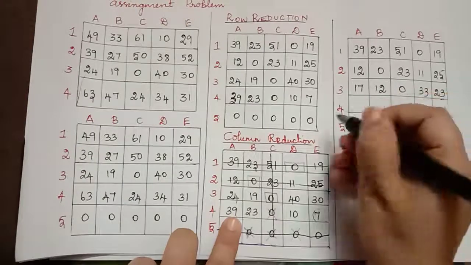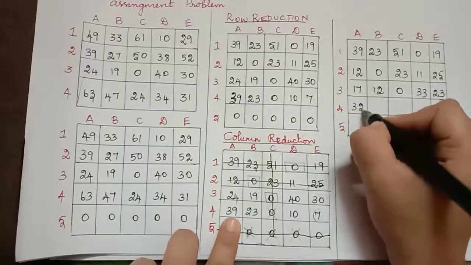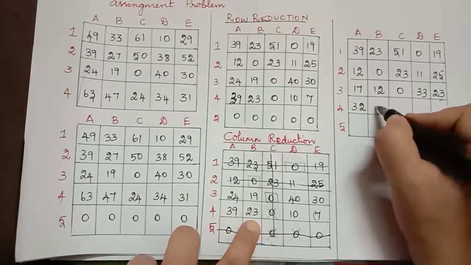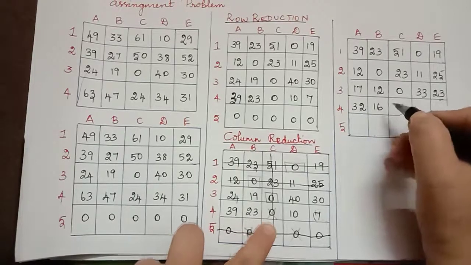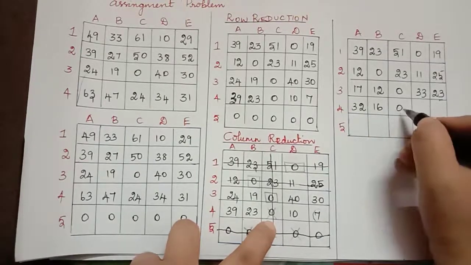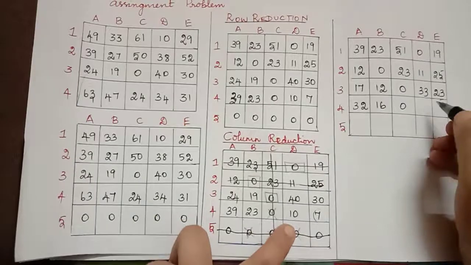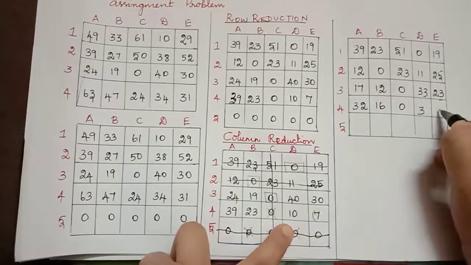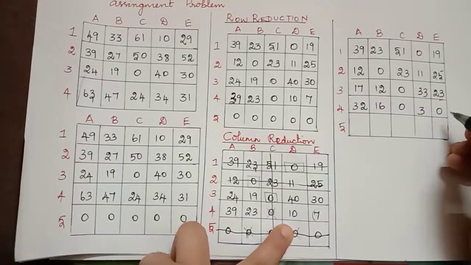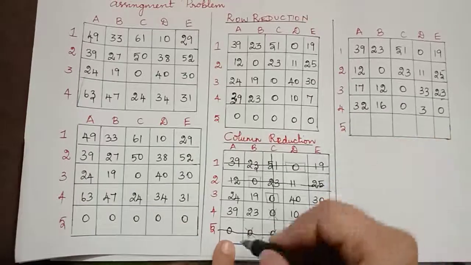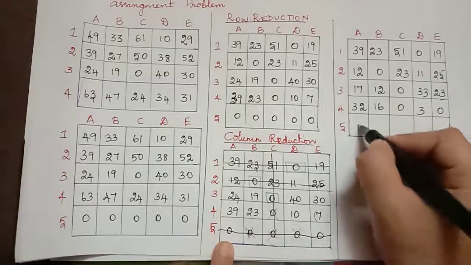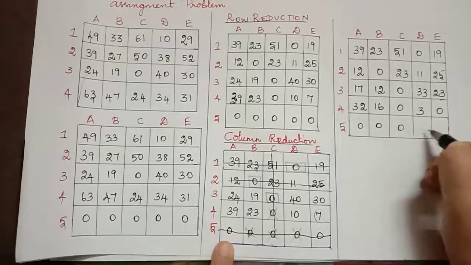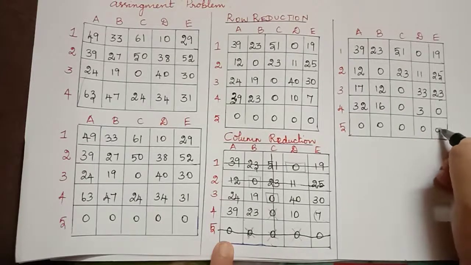39 minus 7 is 32. 23 minus 7 is 16, and then this is a covered element, so it remains the same as 0. 10 minus 7 is 3 and 7 minus 7 is 0. And then in the last row, all the elements are covered, so the row will remain the same.